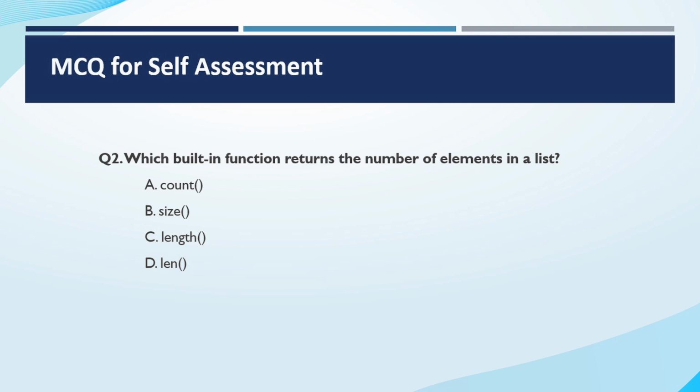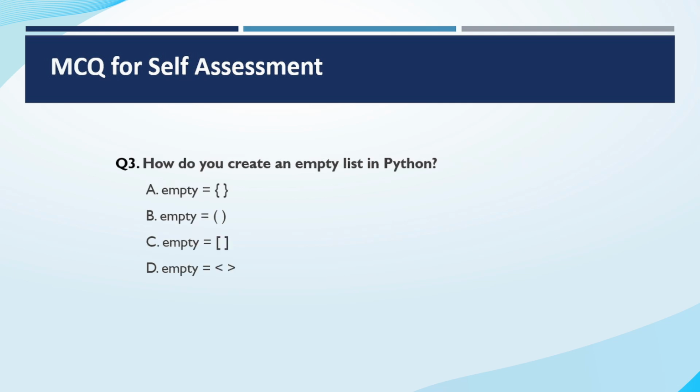Next question. Which built-in function returns the number of elements in a list? Here are the options. The correct answer is option D, the len function. Next question. How do you create an empty list in Python? Options are given here. The correct answer is option C, empty equal to empty square brackets.